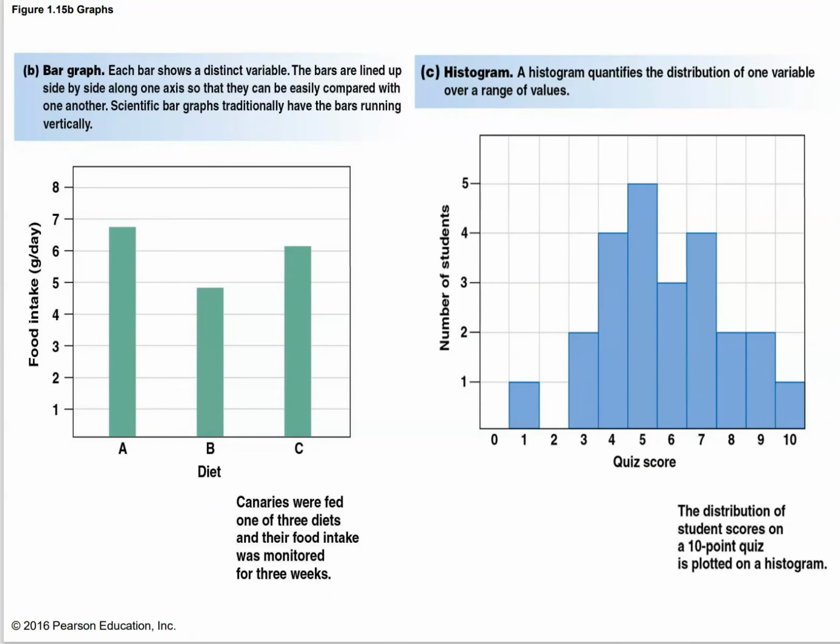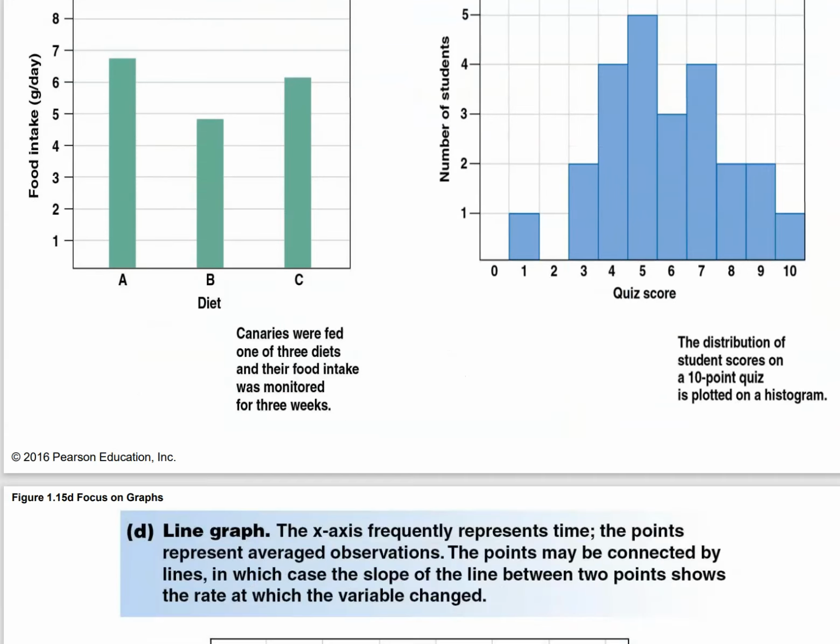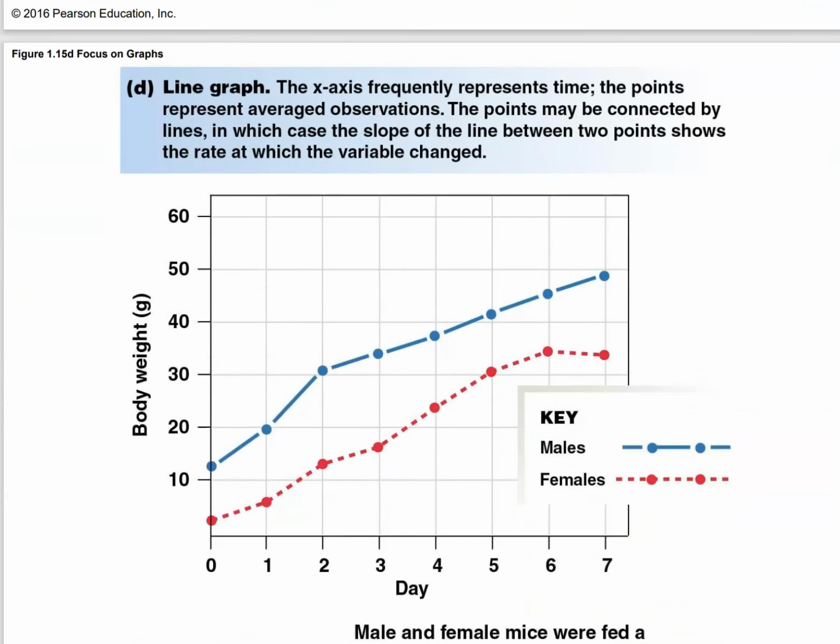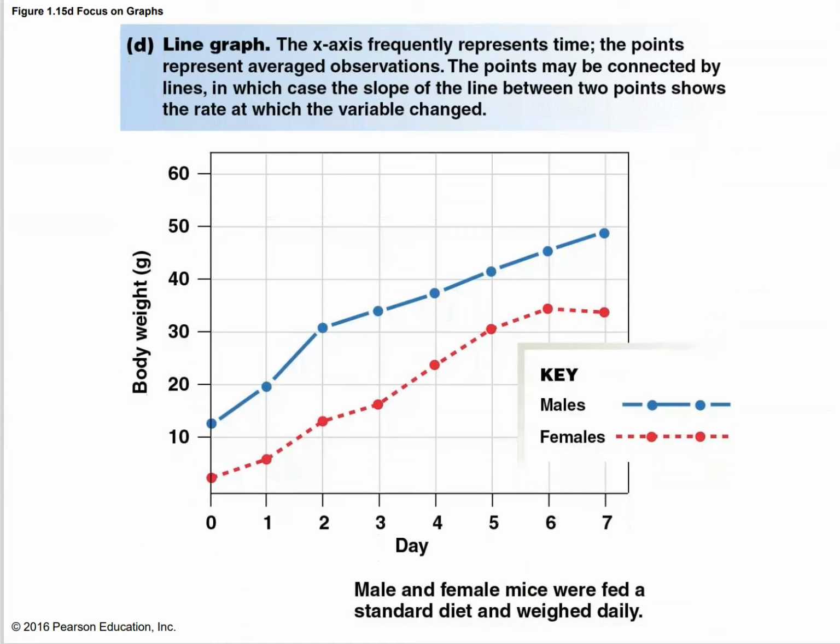Here in this case, you have 3 groups, and you want to compare the effect of some diet on canaries, I guess, here. But the point is, each bar represents a group, and it's the average of the group. So the height of the bar is the average within that group, and then you're comparing the groups to one another.